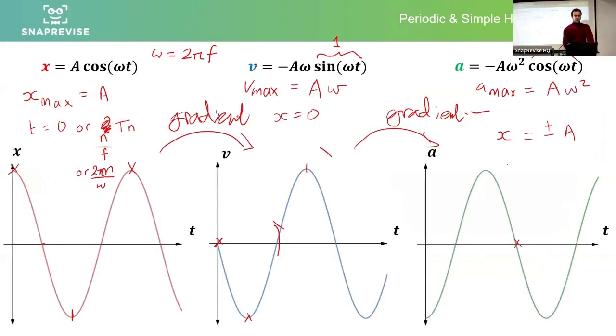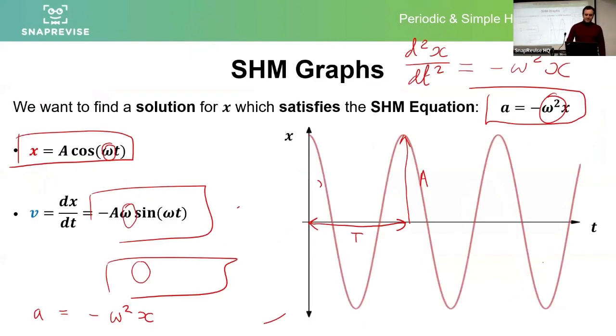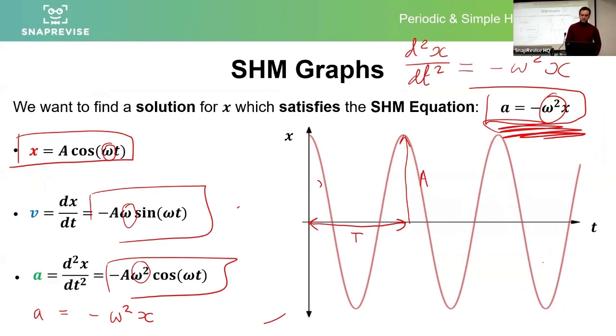Okay, so that does square with our graphs. The displacement and the acceleration are always pointing in opposite directions, which is a good thing because that is exactly what this equation up here is saying. It is saying, look, they're always going to be pointing in opposite directions.